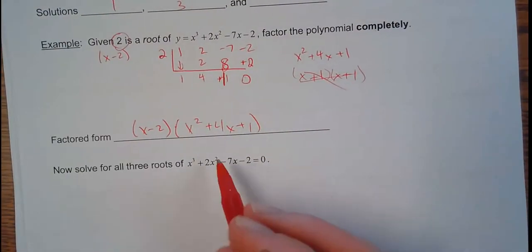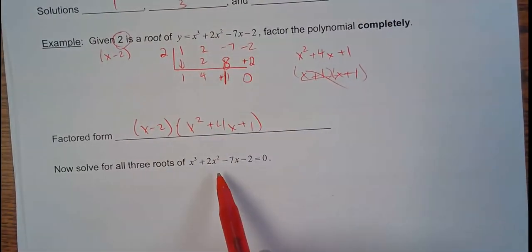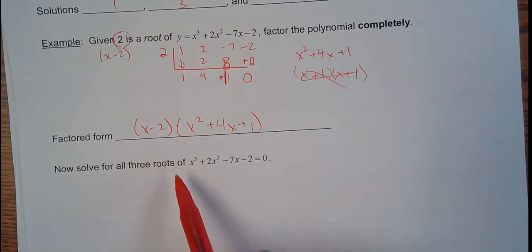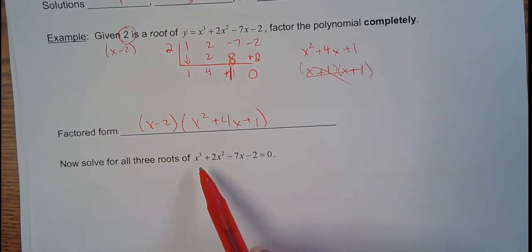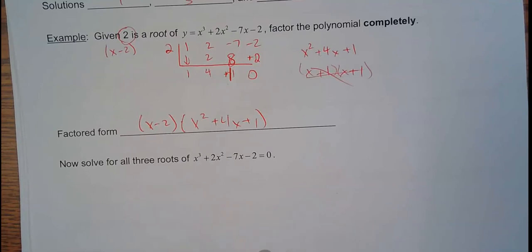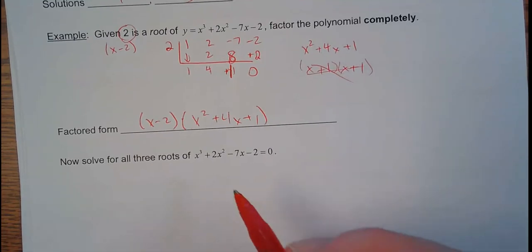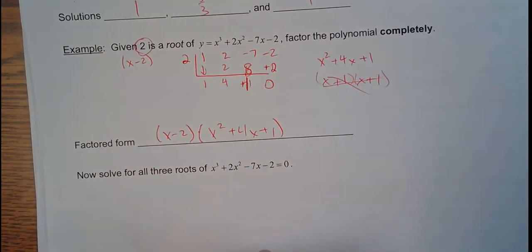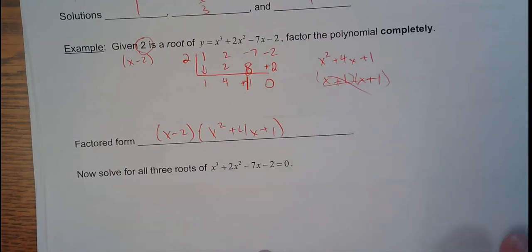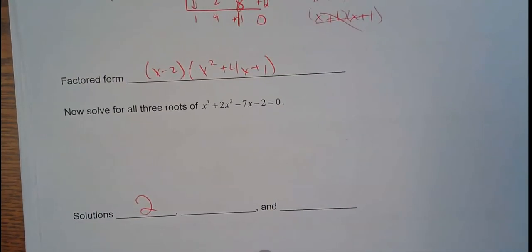Now, same function, we're supposed to go ahead and solve it. So solve for all 3 roots. There are 3 roots in there. They may be real, they may be imaginary, we don't know, but we do know one of the roots is what they gave us. They gave us 2, so don't forget that one. Okay, you're going to feel really silly if you forget that one, so don't forget to write that one down.